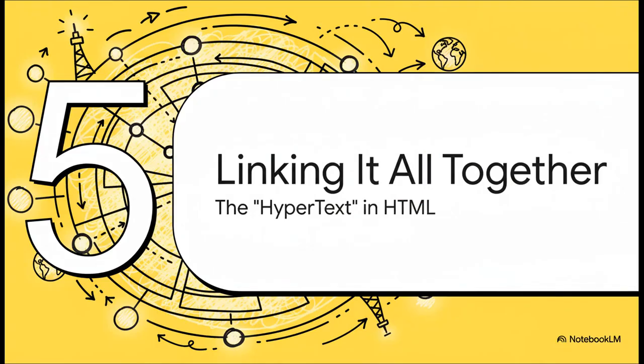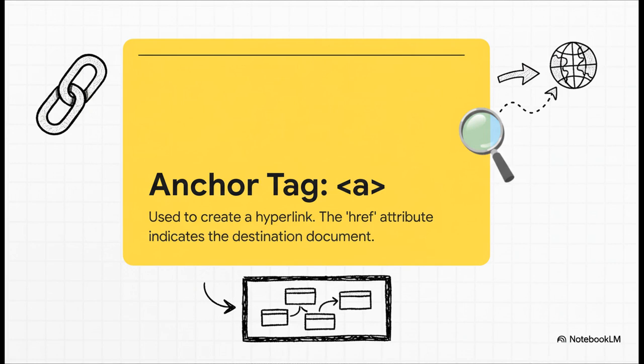Okay, now we are at the part that literally makes the web, well, the web. This is the hypertext in hypertext markup language. Honestly, without this one thing, the internet as we know it would just not exist. And it all comes down to the anchor tag, which looks like this, A. This little tag's job is to create a hyperlink, but the tag by itself doesn't do anything. It needs an attribute called href. You can think of href as the hypertext reference. It's the bit that tells the browser where to go when you click the link.